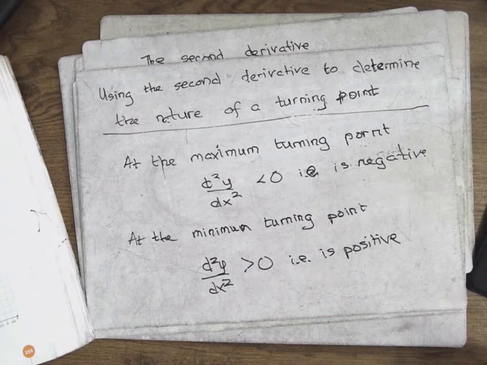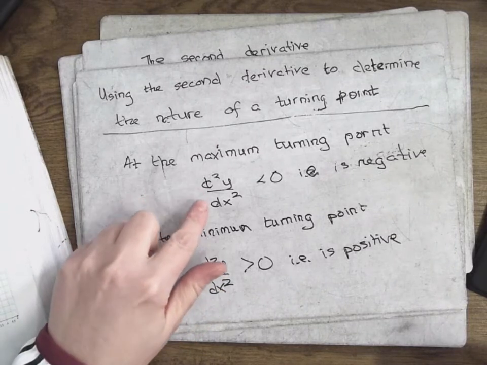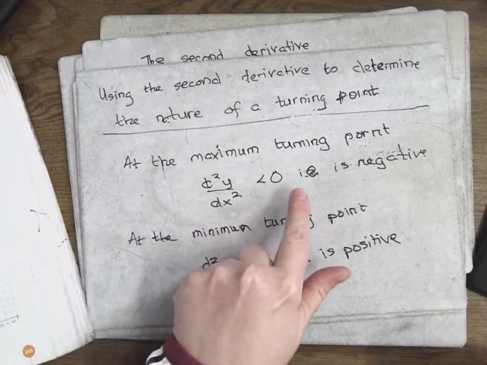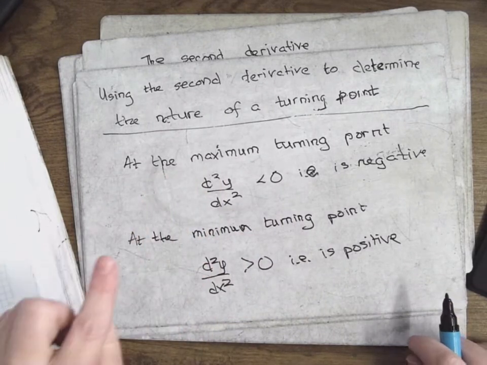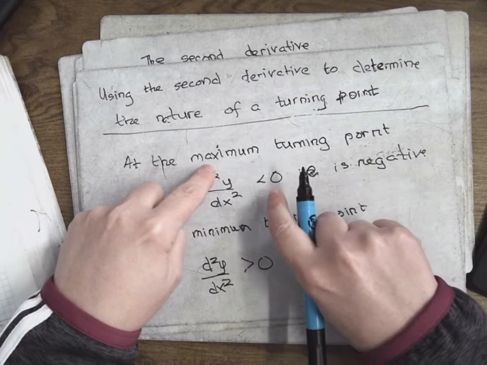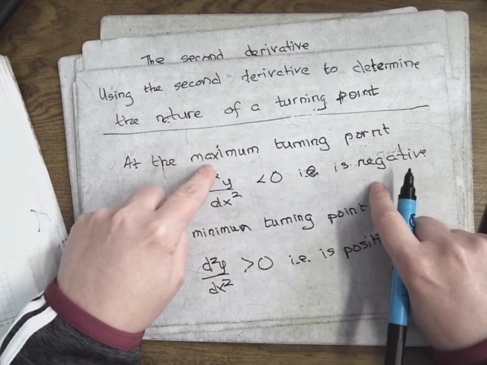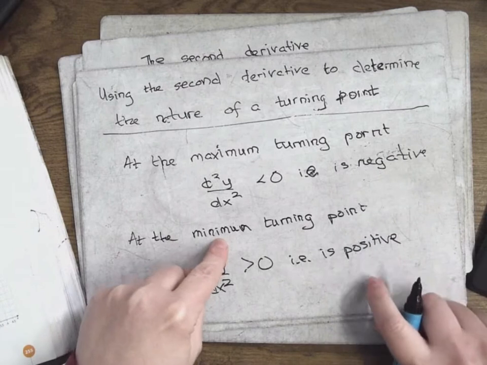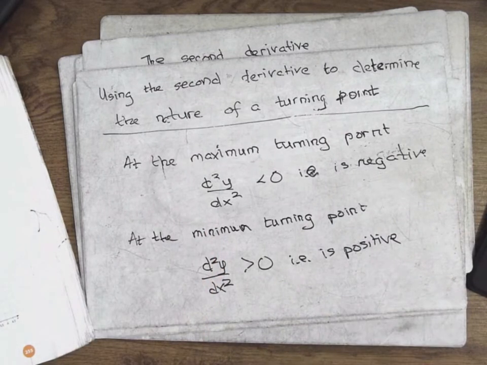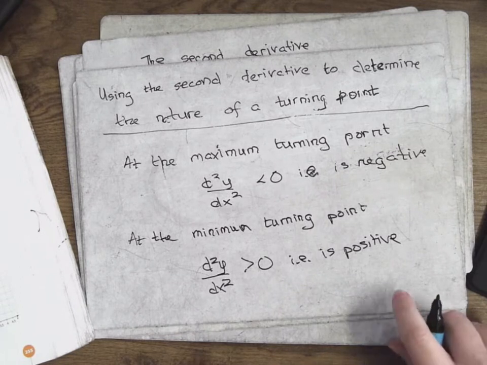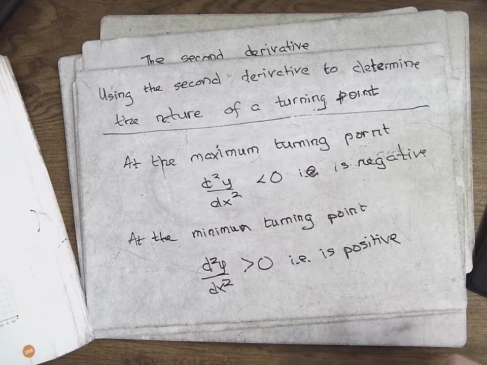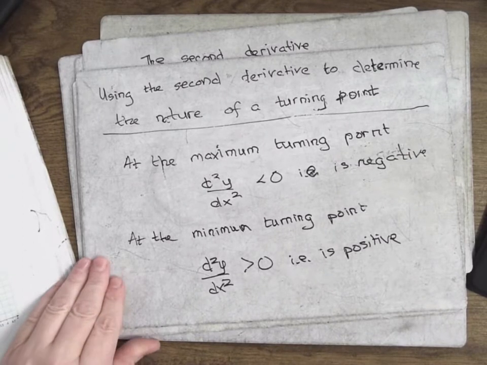Does that mean that for the maximum turning point, d2y dx2 is always less than 0? Yes, for a maximum it's always going to turn out to be less than 0, a negative number. And for a minimum, it's always going to be a positive number. So it's the opposite to what you think. If you have a negative number for the minimum, it's not a minimum, but that won't happen. You won't get it wrong. I'm confident.